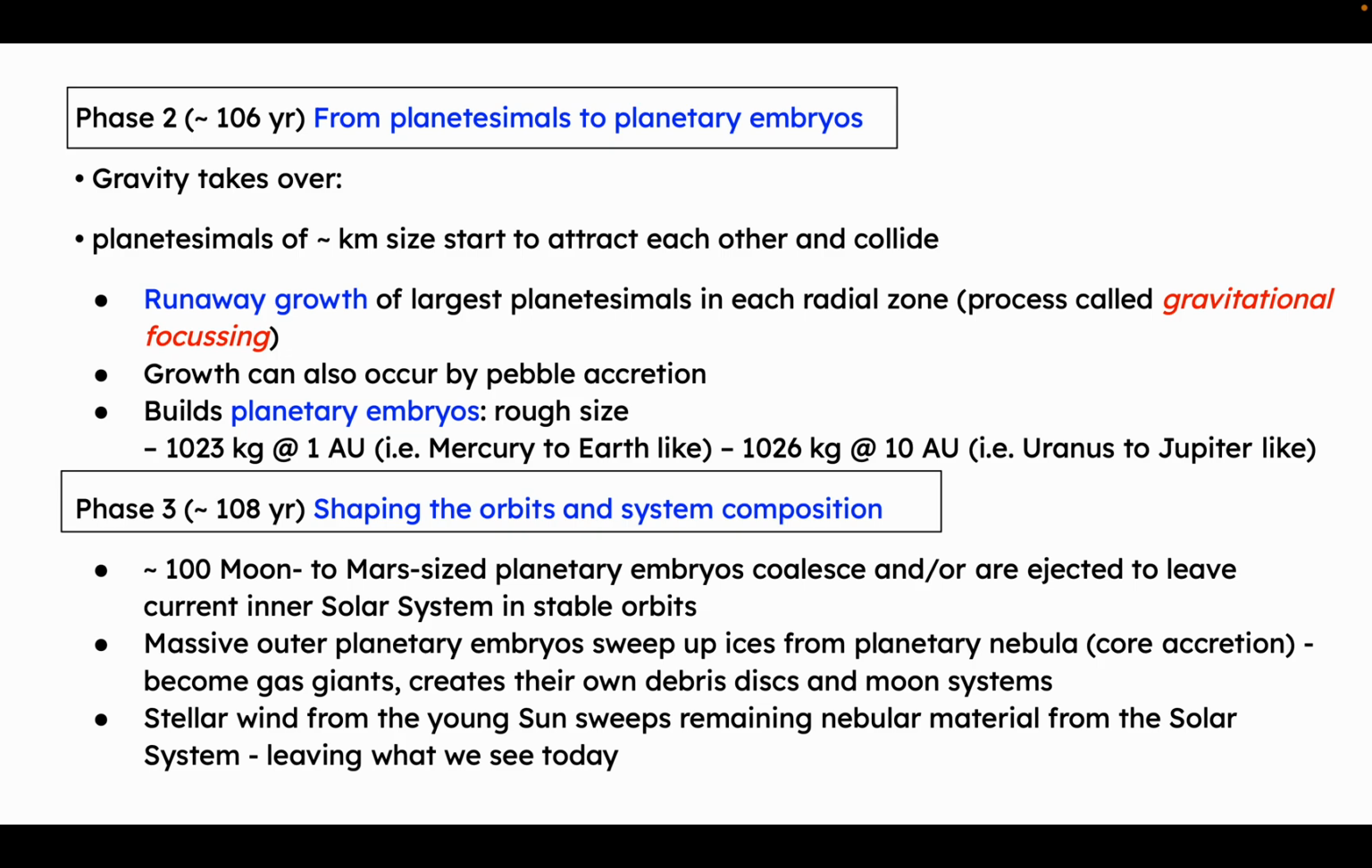Sometimes stellar wind from the young sun, or the young star, sweeps the nebular material away from the star and planetary object system, and now this leaves the system, the whole system, as we see it today.